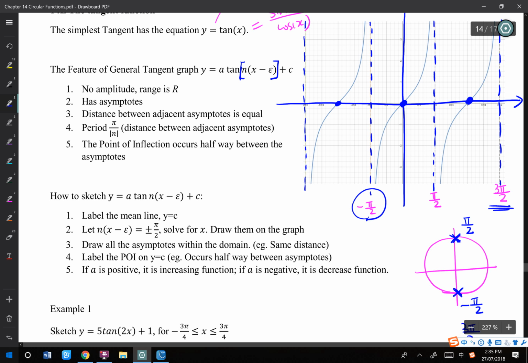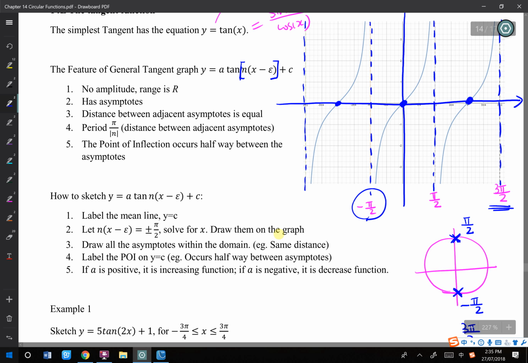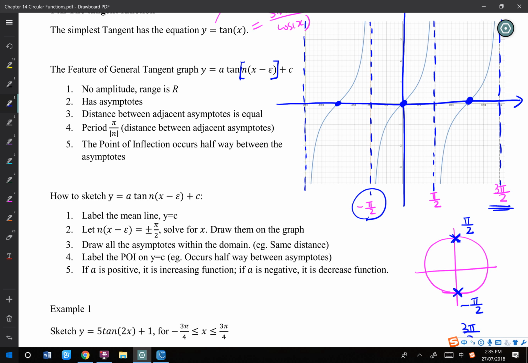Okay, first of all, there's no amplitude for this graph, which means the range is... Amplitude is in between, the middle, how much I can move up, how much I can move down. There's no such thing. It's just negative infinity to positive infinity. That's range R. And this graph has asymptotes, and that's what you noticed already. The distance between the adjacent asymptotes is equal, right? It must be equal, like the repeating, it's the period.